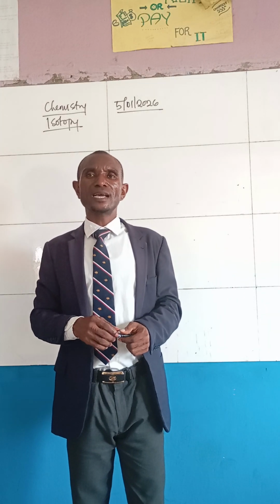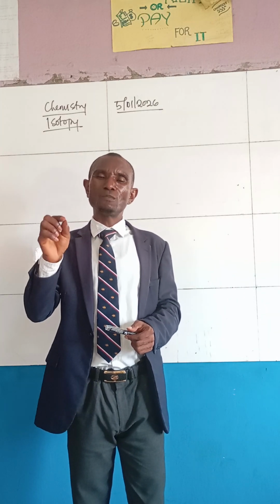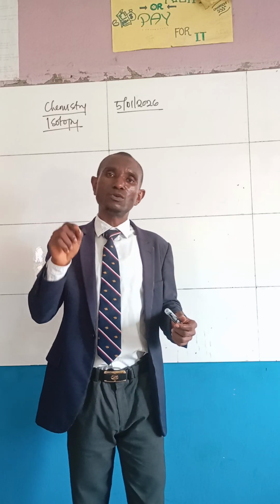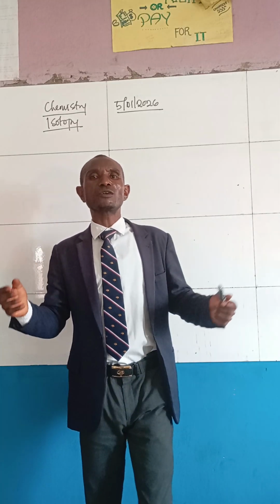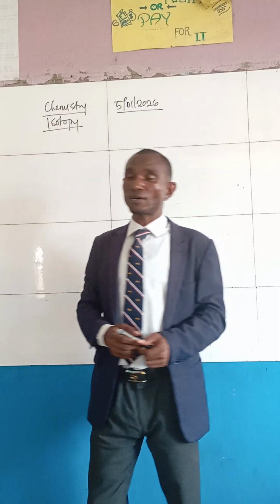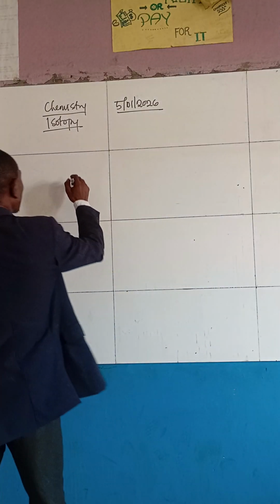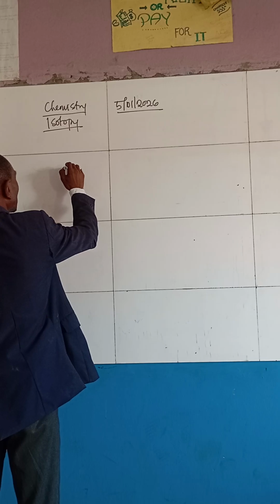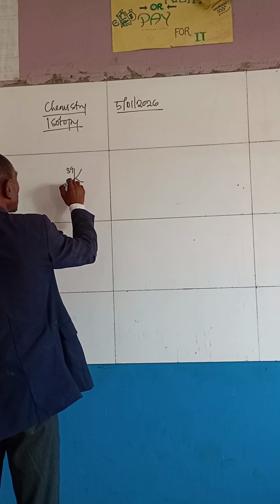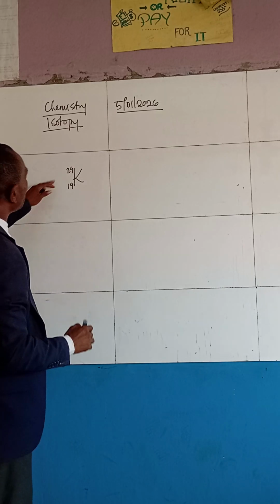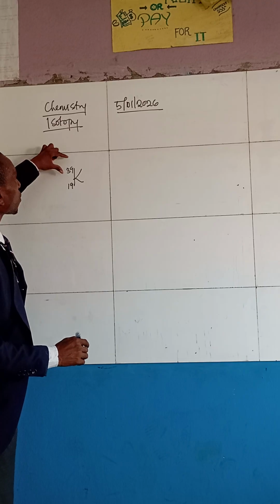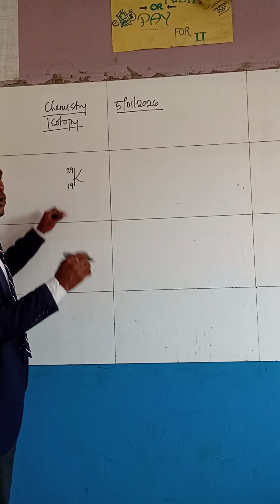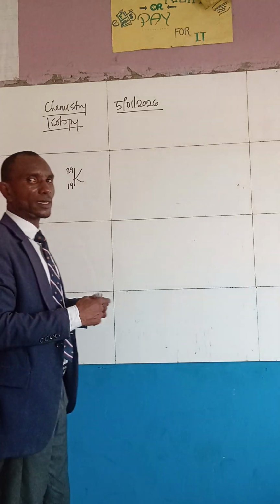Sometimes you'll be given an atom with mass number and atomic number, and you may not understand how to calculate the number of neutrons in that atom. For example, if we have potassium, you might be given the mass number as 39 and the atomic number as 19. Remember that the mass number is always at the top, while the atomic number is always at the bottom.